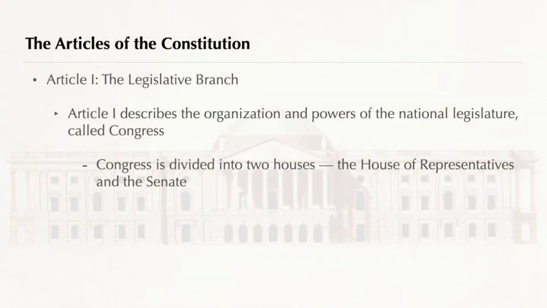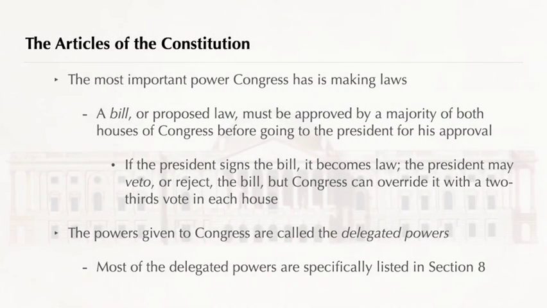Article 1 describes the organization and powers of the national legislature called the Congress of the United States. Congress is divided into 2 houses, the House of Representatives and the Senate. The most important power of Congress is to make laws. A proposed law, called a bill, must gain a majority vote in both houses of Congress before it goes to the President for approval. If the President signs the bill, it becomes law.